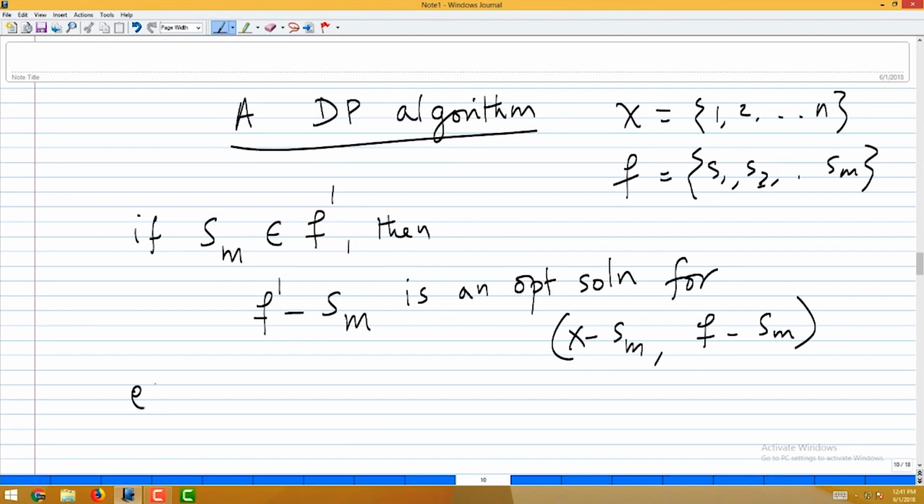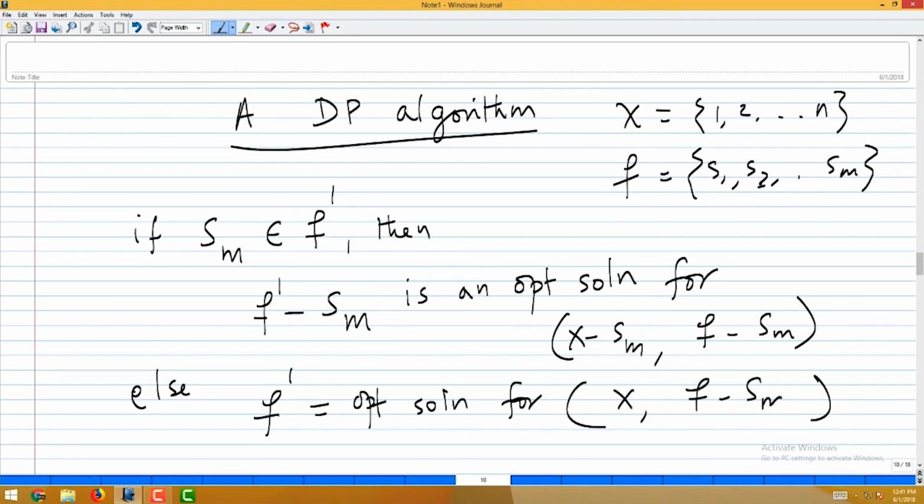If Sm is not there, then F prime itself is the optimum solution for what? X comma F minus Sm, because if Sm is not there, then S1 to Sm minus 1 itself are covering X, and this must be the optimum solution. So this is the optimum substructure property. If there is a better solution, then you would have picked that in your overall optimum solution also. Okay, that is the kind of argument.